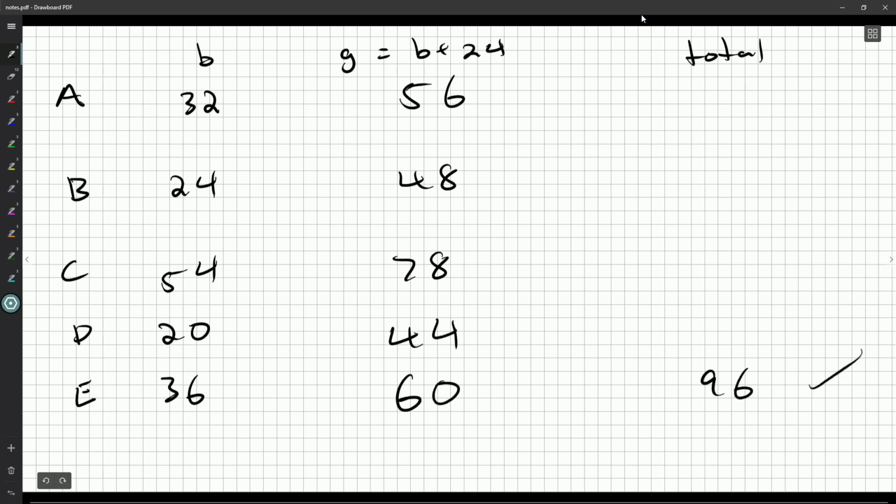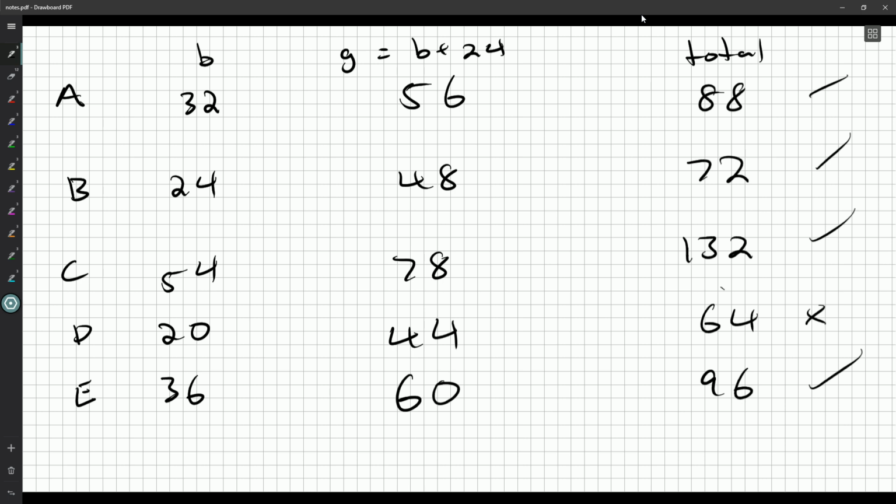Well, that's allowed. 64, that's too small. And the other ones here that we'll work out are big enough. 88, 72, and then 78 plus 54, 132. All of those ones are allowed. Only D cannot happen. D, you would get too many boys, therefore too few boys, therefore too few girls, and the total would just not be enough.